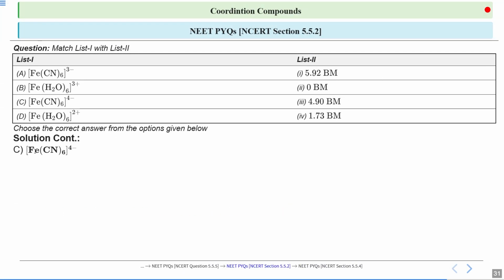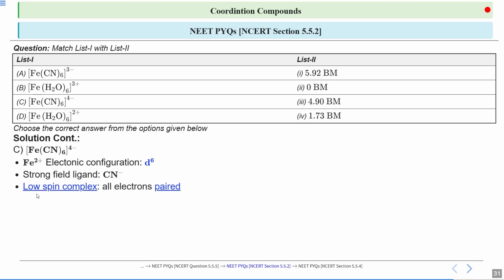C complex, [Fe(CN)6]4−. Here the iron is in +2 oxidation state, and the electronic configuration for the iron is d6. d6 means 4 unpaired electrons and 1 paired electron. So here the cyanide is present, which is a strong field ligand, right? Strong field ligand will cause the pairing of electrons.